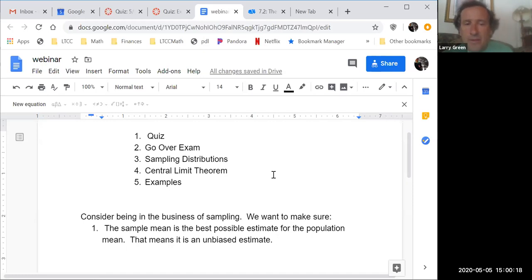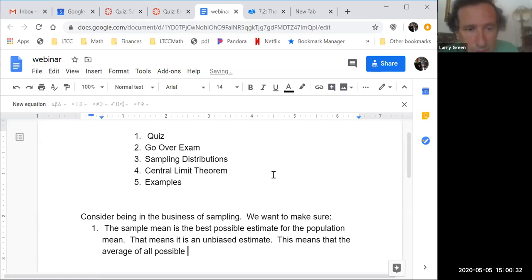Now, what unbiased means is that the average of all possible sample means equals the population mean. Any questions on what unbiased means? We talked about sampling bias. Again, that's a different bias, and that's also going to make the sample mean different than the population mean. It turns out that the sample mean is an unbiased estimator, that the mean of all possible sample means is the population mean.